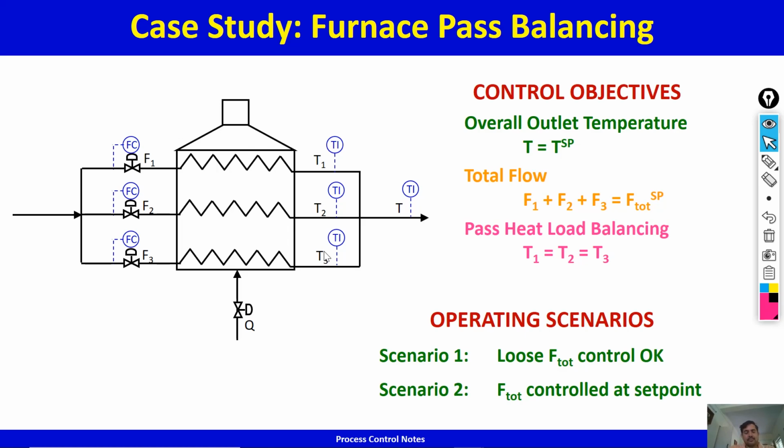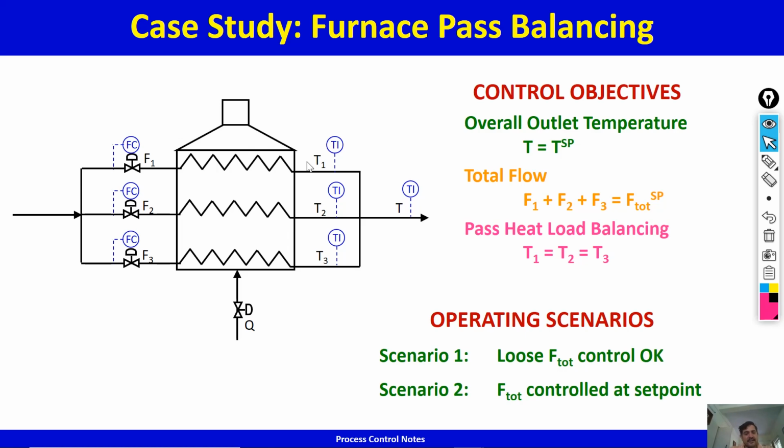Now these 3 control objectives, pass heat load balancing is required so that the furnace can remain online as long as possible, and the fouling across each of the tubes is approximately similar, so that when you open up the furnace, each tube's fouling is about the same as the other tubes.